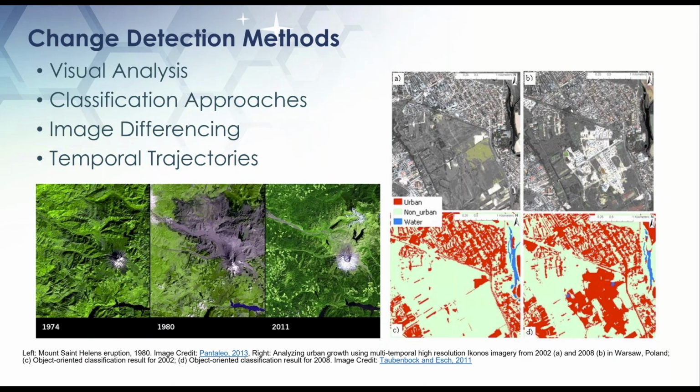So there's a lot of different ways to check change in imagery. We'll be talking about 4 in this course: visual analysis, classification approaches, image differencing, and lastly, temporal trajectories.